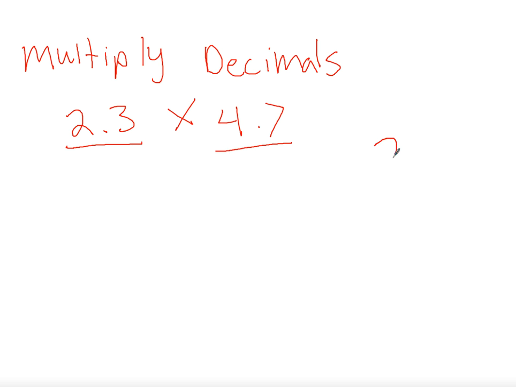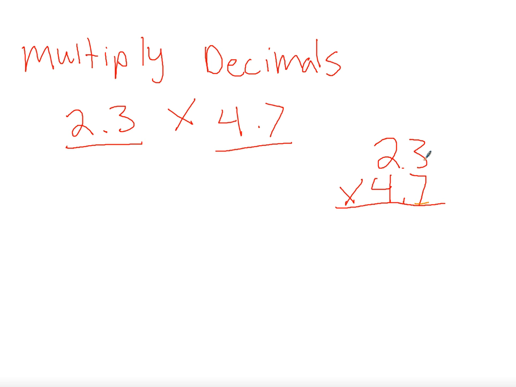So let's go 2.3 times 4.7. Draw a line there. Great. Okay, so we know that we want to start. Hold on, I'm going to grab a different color. Okay. We're going to start with the ones, okay?